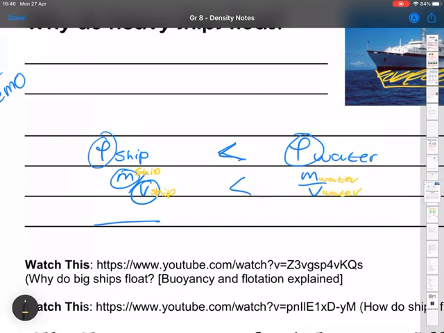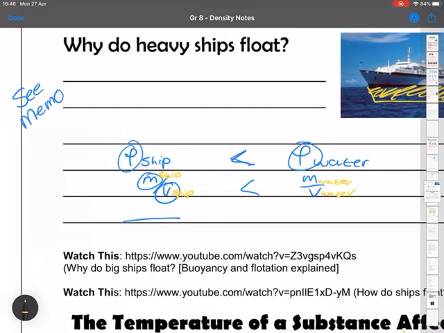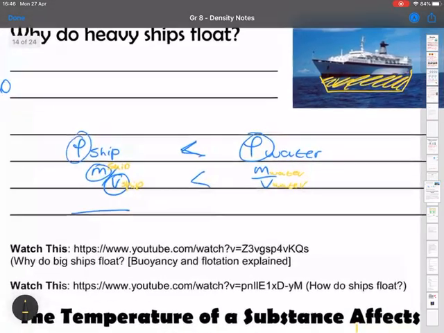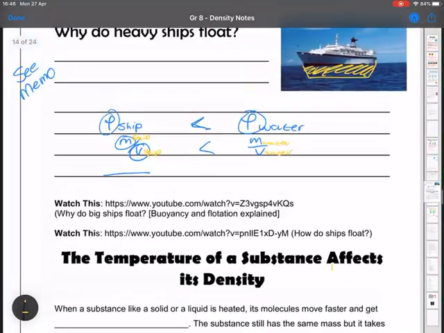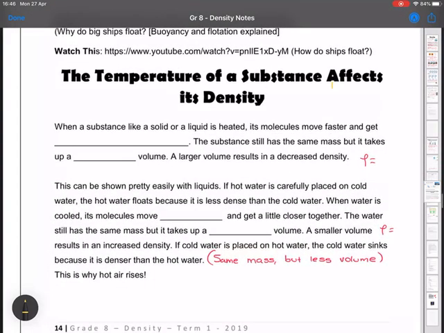So if you do that calculation, if your value for the density of the ship is less than the density for the value of the water that's displaced by the ship, then your ship will float. If that's not the case, then your ship will sink. Please make sure that you filled in all of this information from the memo that is available on Teams. Okay, so we're going to look at today the temperature of a substance and how that affects density.